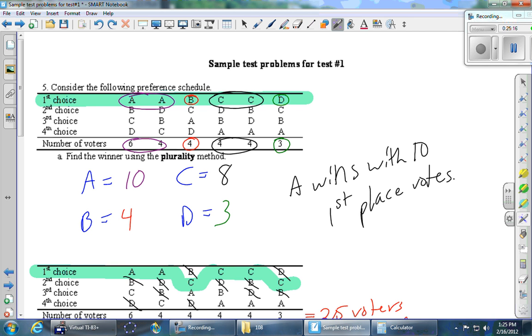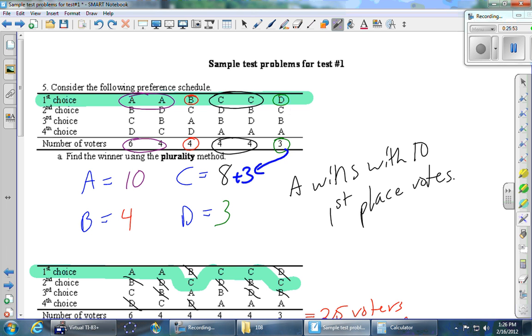So what we need to do is try to intelligently force somebody to drop out that's actually going to change the election and make it so A doesn't win. For example, if B were to drop out, then those first place votes that B used to have would go to C. And if C all of a sudden has these 4 more votes, then C wins the election with 12. A is no longer the winner. Another example you could do is actually have D drop out. And if D drops out, then C gets these 3 votes. And again, C is the winner.